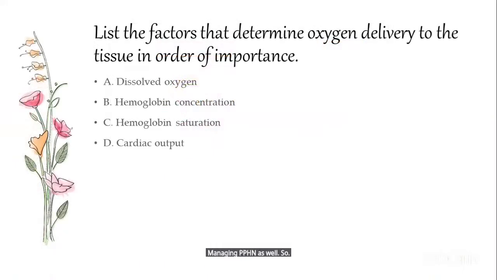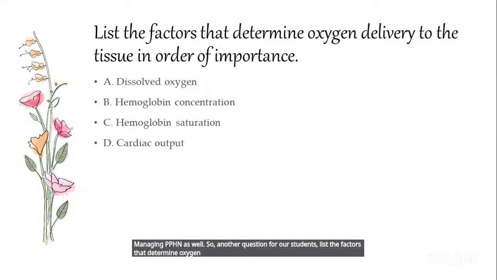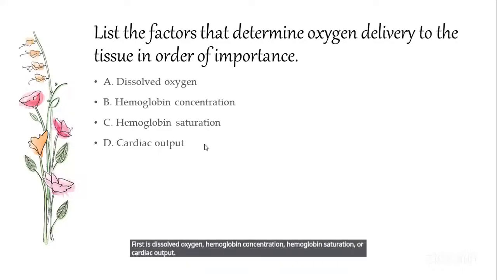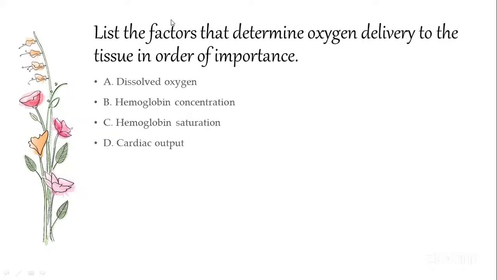So another question for our students: list the factors that determine oxygen delivery to the tissues in order of importance. First is dissolved oxygen, hemoglobin concentration, hemoglobin saturation, or cardiac output. This is fastest finger first. What is the order of importance here? Any answers there, sir?